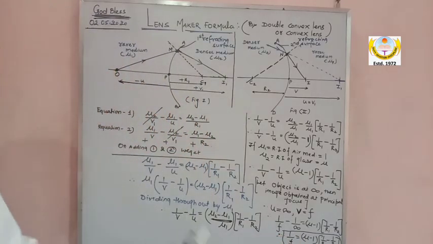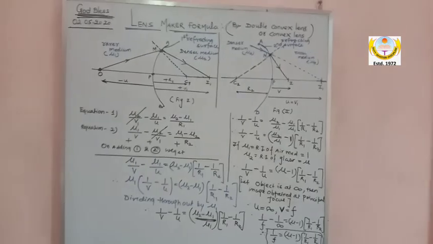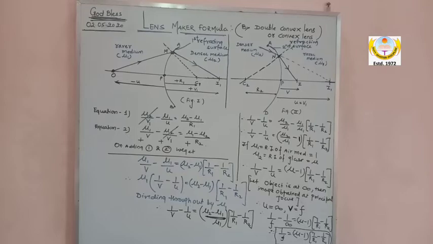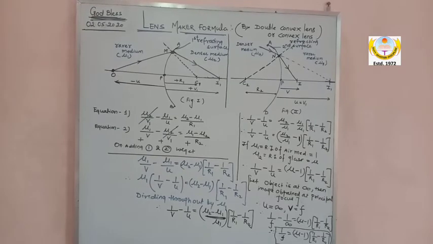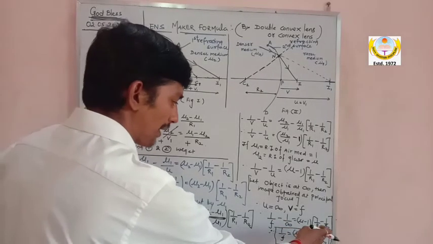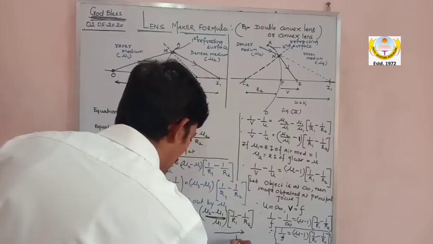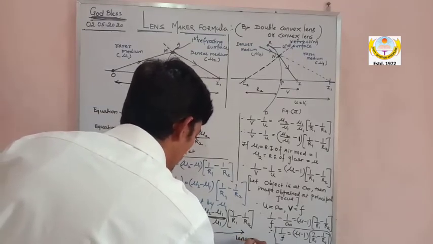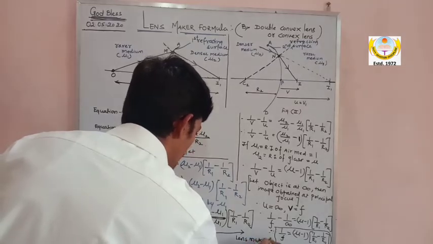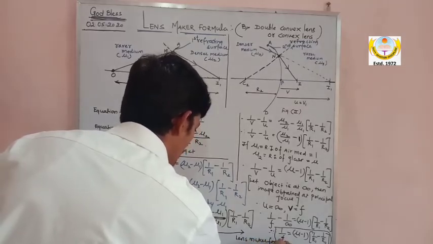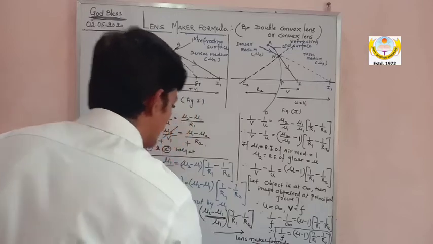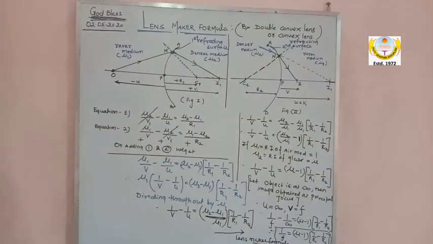And my dear, this particular formula which I have written here, that is 1 upon f is equal to mu minus 1 into 1 upon R1 minus 1 upon R2, is called the lens maker formula. This is called the lens maker formula. So I hope you are all clear with the lens maker formula.